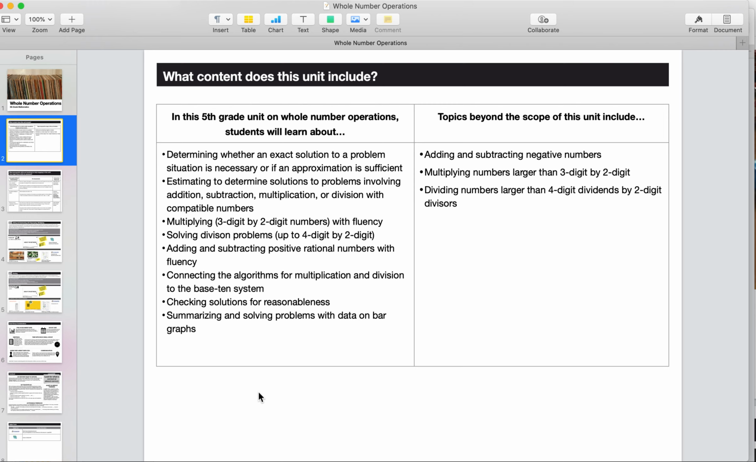They'll also multiply and divide and add and subtract. They'll connect the algorithms for multiplication and division to the base 10 system, check for reasonableness, and summarize and solve problems with data on bar graphs. Beyond the scope is adding and subtracting negative numbers, multiplying numbers larger than 3-digit by 2-digit, and dividing numbers larger than 4-digit dividends by 2-digit divisors.